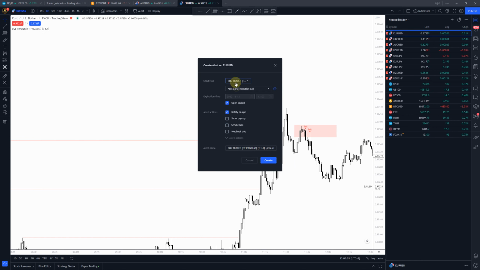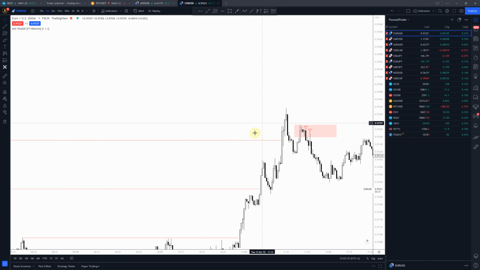If you go to BOS Trader and set it to any alert function call, this is based on call functions. Don't try to understand it, it's in code, and you don't have to know how it works technically, but you will be able to use it anyway. So any alert function call, and you will type here, for example, liquidity grabbed on EUR/USD. Okay, and again set your alerts how you like it.